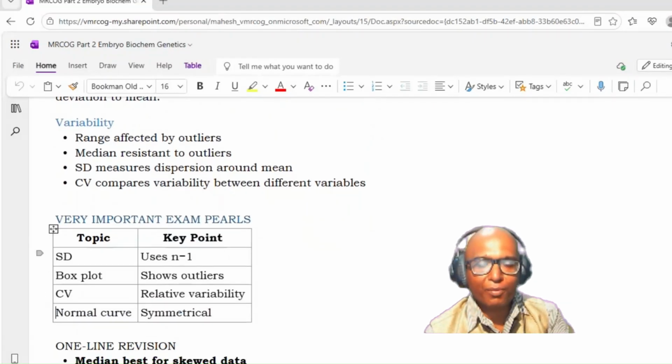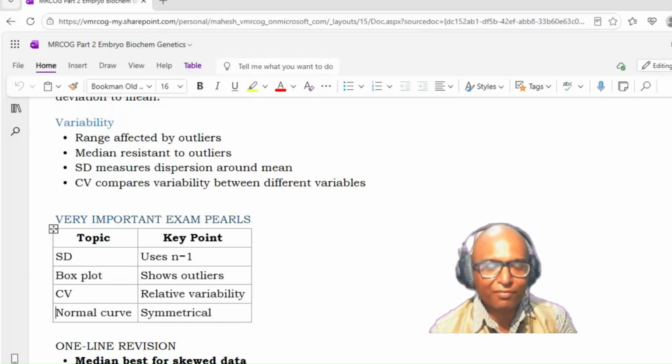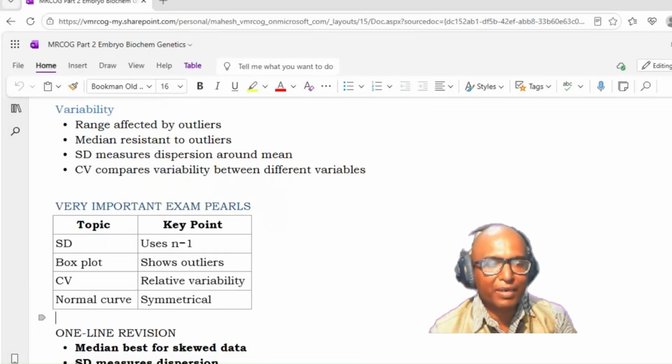So from examination point of view, for standard deviation, you need degree of freedom, which is n minus 1. So degree of freedom is calculated as n minus 1. Sometimes they can ask you what is the degree of freedom. You have to see the number of observations and you have to subtract 1. That is the degree of freedom. Then box plot shows the outliers. Coefficient of variation gives the relative variability. Normal curve is symmetrical.